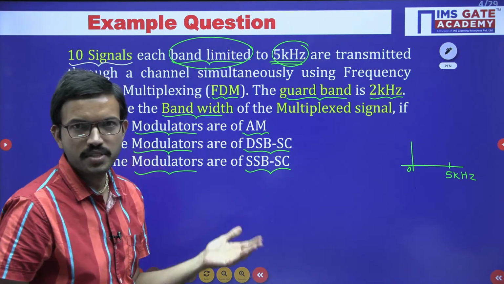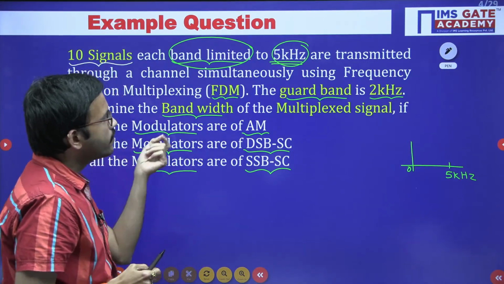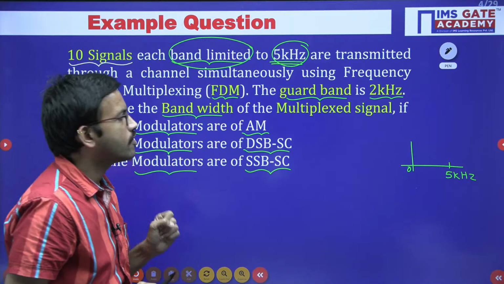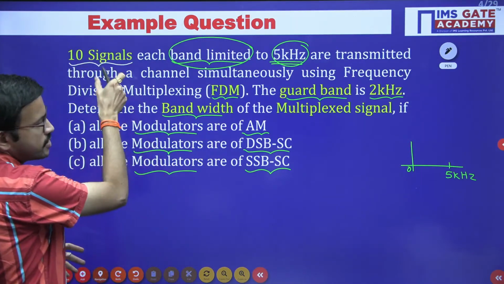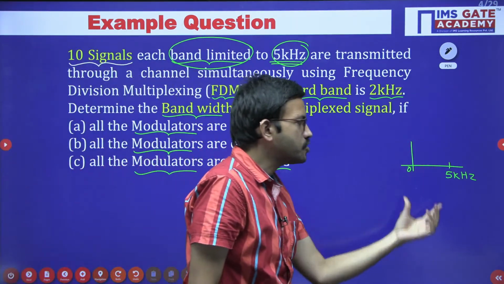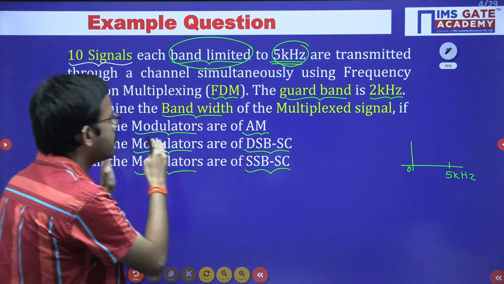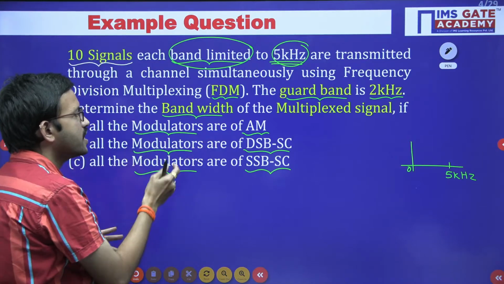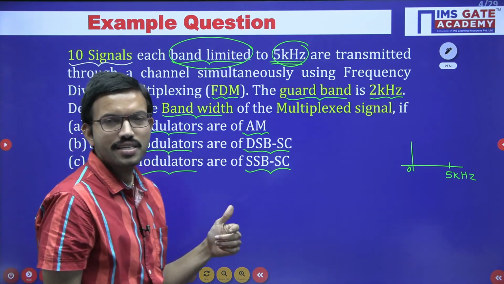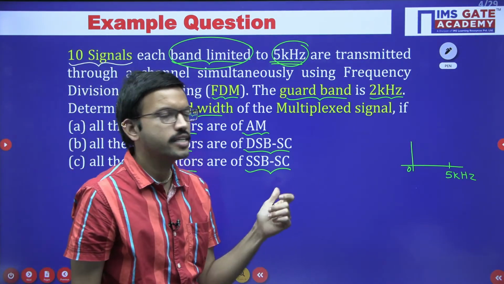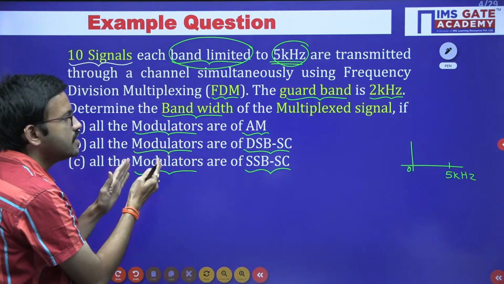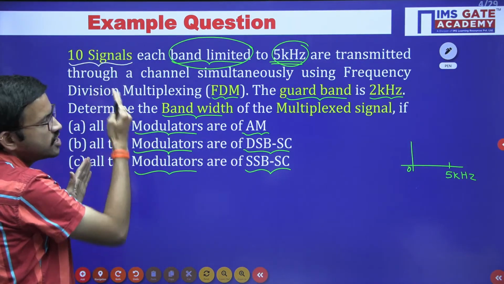Just to overcome that problem and to effectively utilize the channel, what we can do is shift all the 10 signals, whose maximum frequency is 5 kHz, with the help of a modulator. Because in the modulator we use the message signal and the carrier signal. So with the help of the modulator, we are going to shift this particular spectrum.